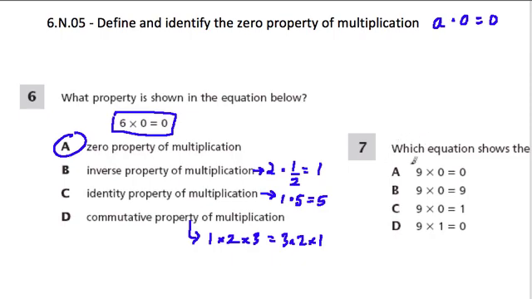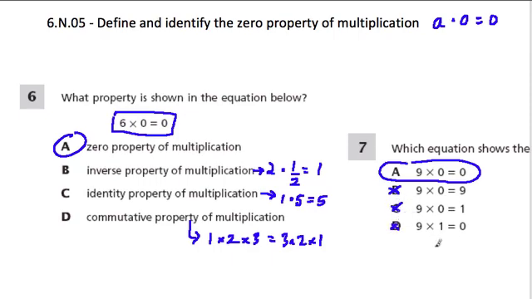And number 7 over here got cut off, but it says which equation shows the zero product property, or the zero property of multiplication, and the answer is A, because 9 times 0 needs to equal 0. And look at B, 9 times 0 equals 9. That's true for addition, 9 plus 0 is 9, but not multiplication. 9 times 0 is not 1, and 9 times 1 is not 0.